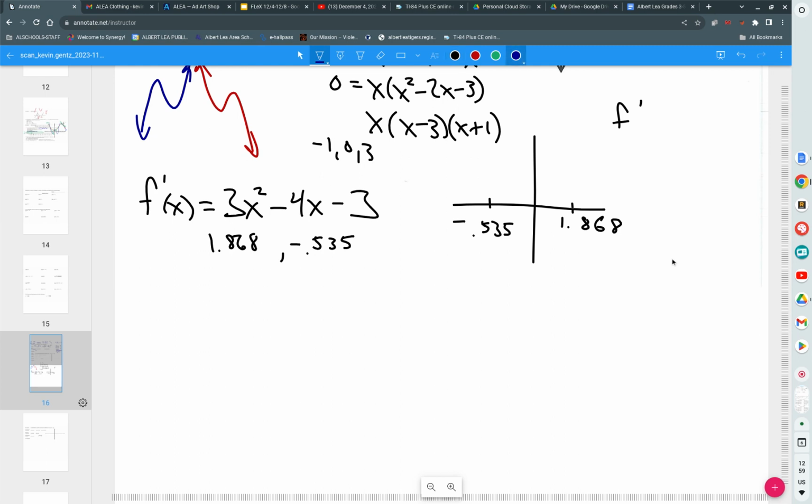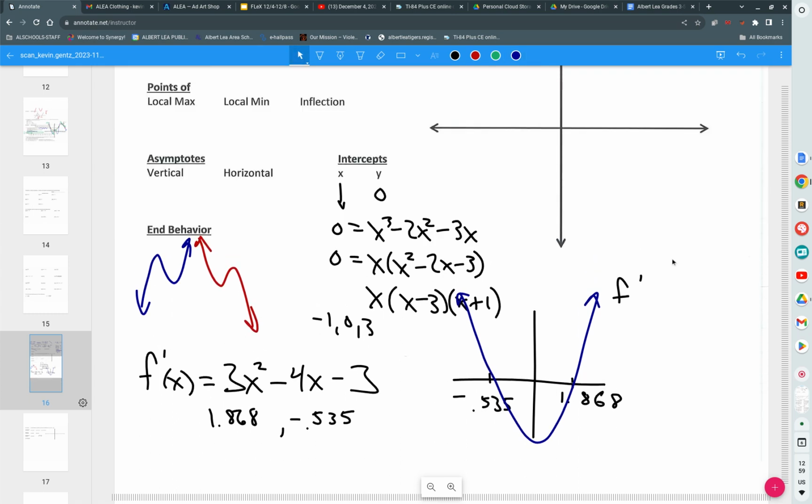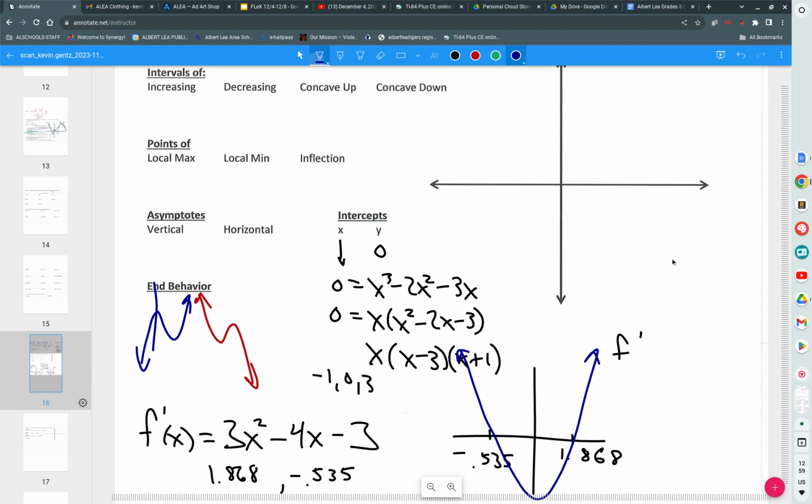What shape does my graph make? Parabola that's right side up. We've encountered that before. So what information do I glean from that? Increasing from negative infinity to negative 0.535, union 1.868 to infinity. Decreasing in between that, so from negative 0.535 to 1.868.